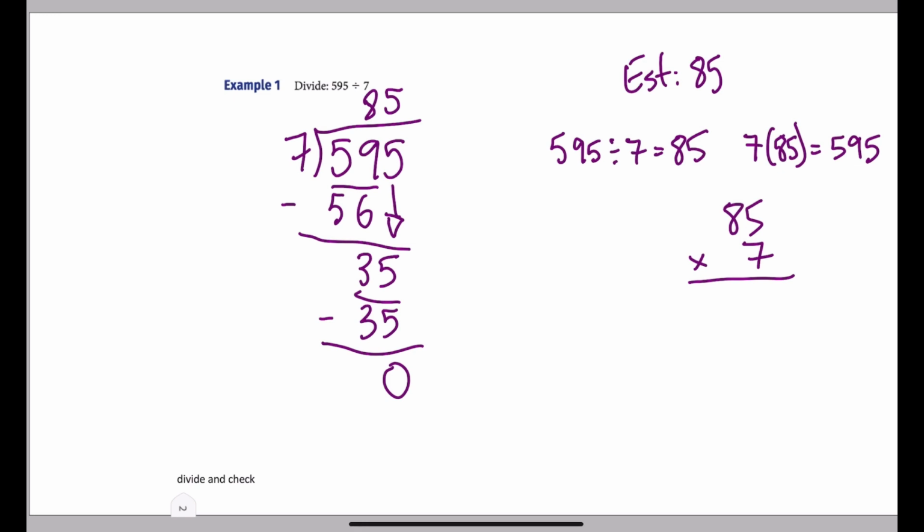7 times 5 is 35. Carry the 3 over. 7 eights are 56, plus 3 is 59. Oh, sure enough, it checks out. Okay, great. So it went in evenly. I had no remainder. That's what it means to go in evenly. And then I multiplied back to check. That's great.